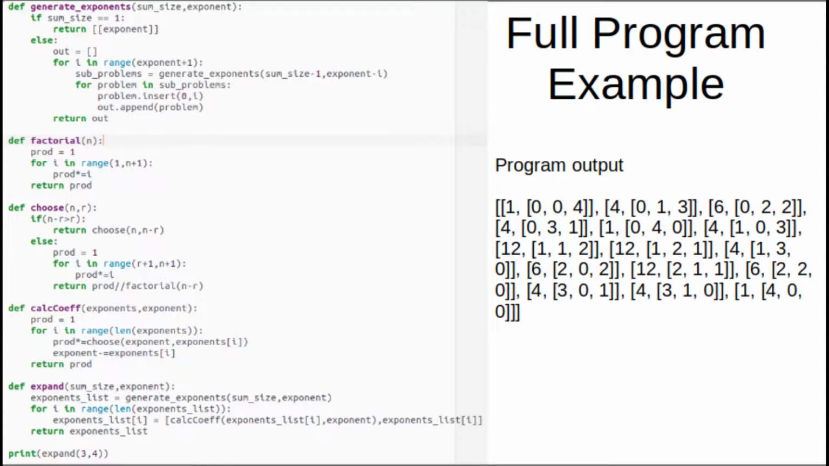So here's an entire program with all the elements from the previous slides that expands a trinomial to the power of 4. And the output generates a bunch of sublists where the first number is the coefficient, and then it shows you the set of the exponents. So if you look at the table, it would be 1 times a to the 0 times b to the 0 times c to the 4 plus 4 times a to the 0 times b times c to the power of 3 plus 6, and so on and so forth.